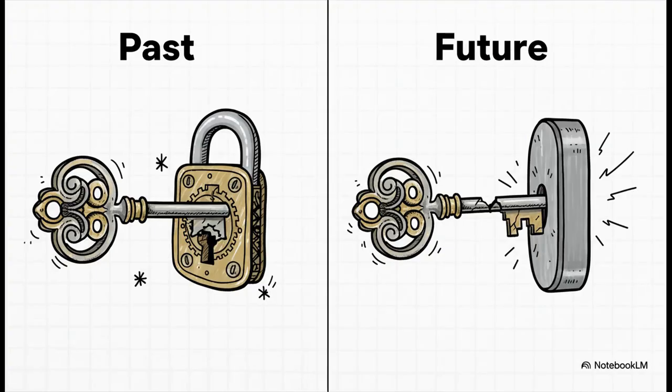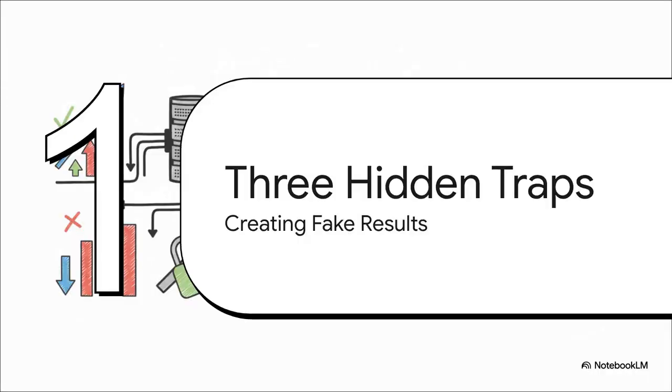The fancy technical term for this illusion is backtest overfitting, and let me tell you, it is the number one enemy of any real strategy. It's basically the art of designing a key that perfectly fits a lock from the past, only to find out it's totally useless for unlocking anything in the future. Now, this whole illusion is built on three hidden traps, and once you learn to spot them, I promise you are going to see them everywhere. So let's expose them, one by one.